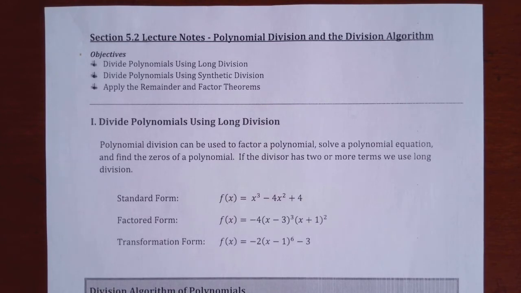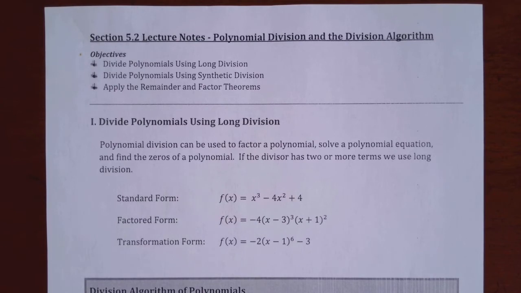So if you look at number 1, it says that polynomial division can be used to factor a polynomial, to solve a polynomial, and to find the zeros. If the divisor has 2 or more terms, then you have to use long division. Okay, and then these are all the different ways that you can see polynomials.